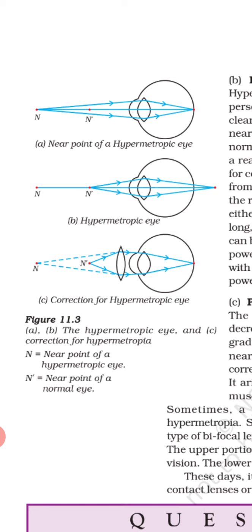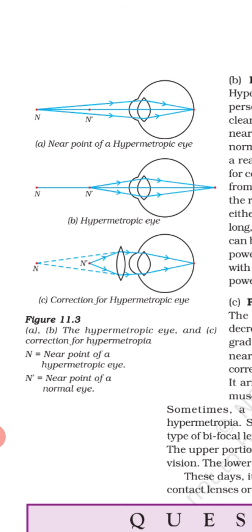One point to be noted here is that the convex lens used for this defect should be of such a focal length that it forms a virtual image of the object. It means the object should be placed at the normal near point of 25 centimeters, so that is the nearest point of the hypermetropic eye. Also note that the whole purpose of using the convex lens is to increase the converging power of the eye lens. So the convex lens used in the spectacle increases the converging power and helps in forming the image of the nearby object on the retina of the eye.